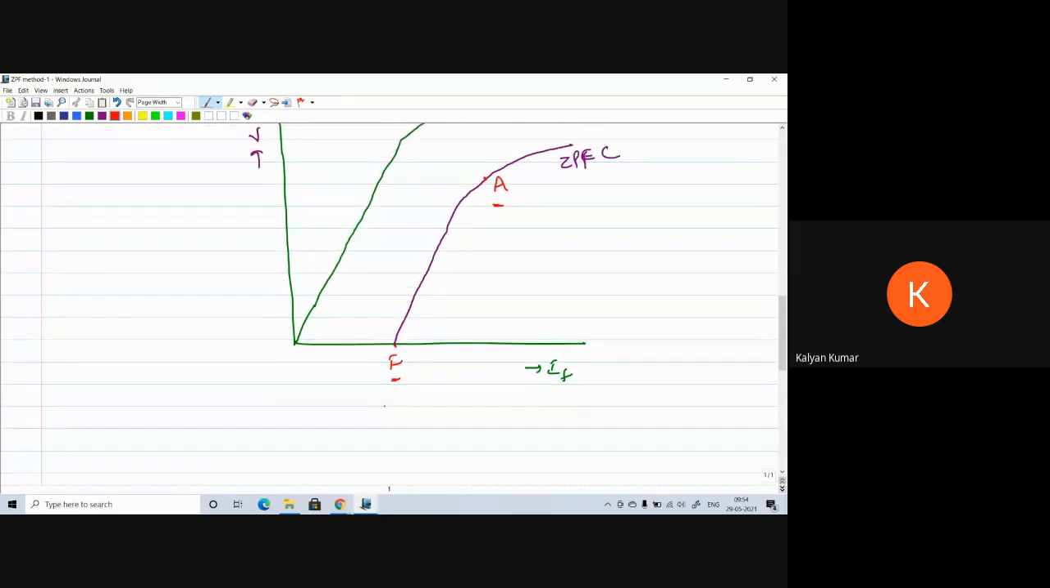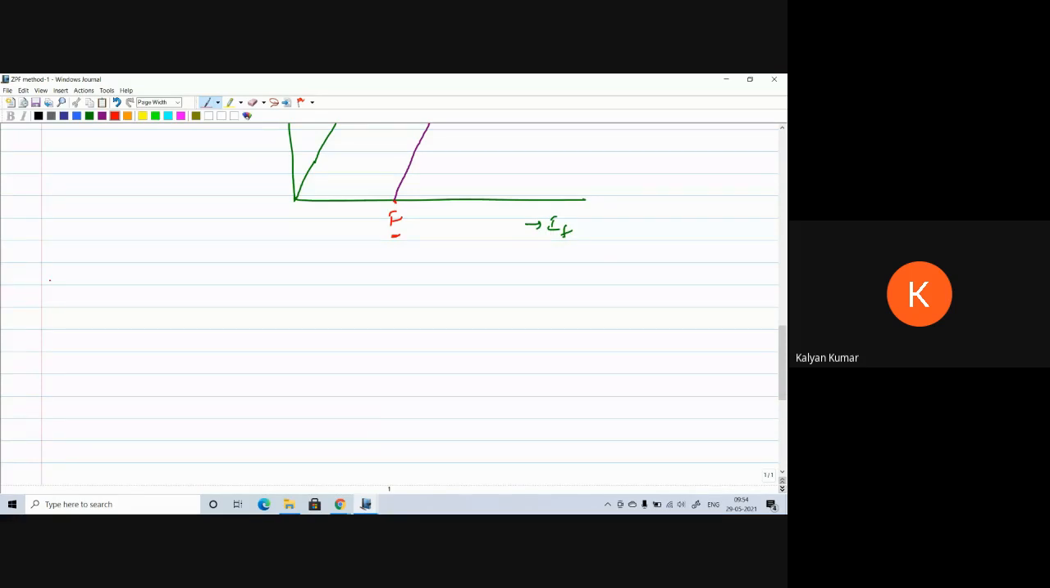First, the point A corresponds to the field current which gives rated terminal voltage at full load conditions.